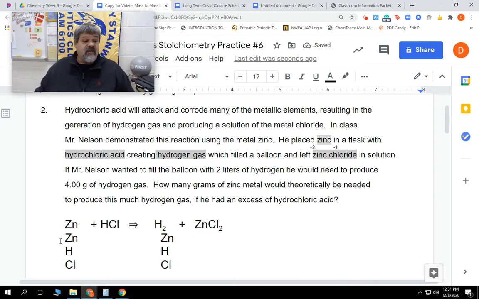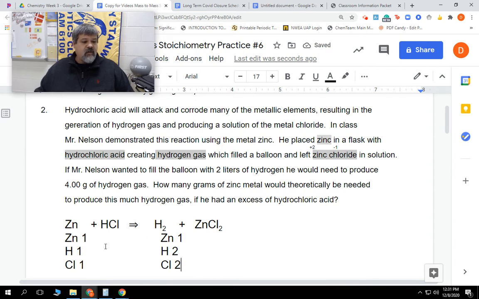Now how many do we have on each side when we balance it? I have zinc all by itself here, so I have 1 zinc. On this side, I have 1 zinc. I have 1 hydrogen on this side, and on this side, I have 2. Again, we're looking at the subscripts. If there's no subscript, that means there's only one of that. So let's go on this side for chlorine. I have one chlorine because there's no subscript, and on this side, we have a subscript of 2, so we have 2 chlorines.